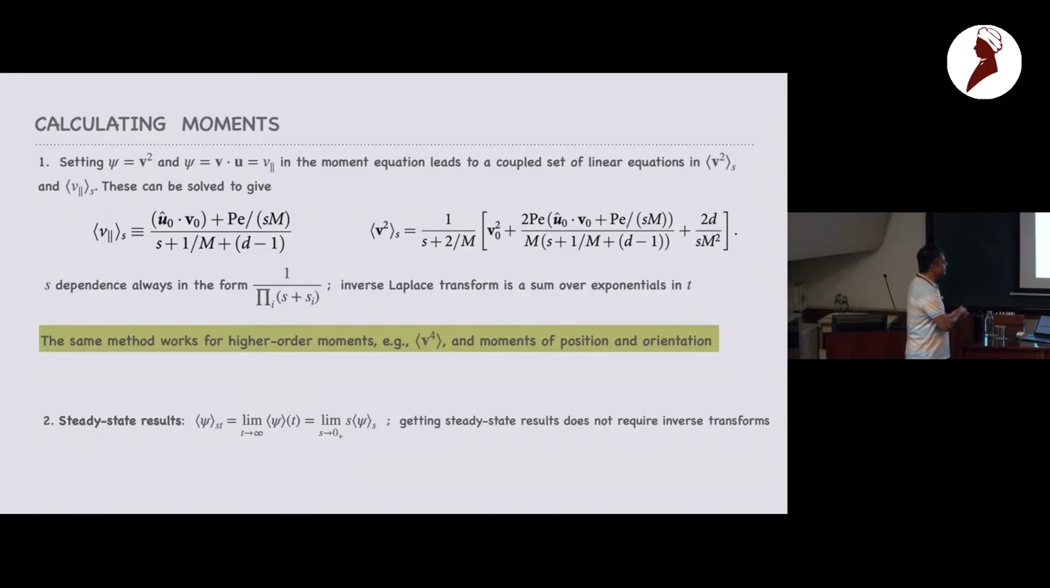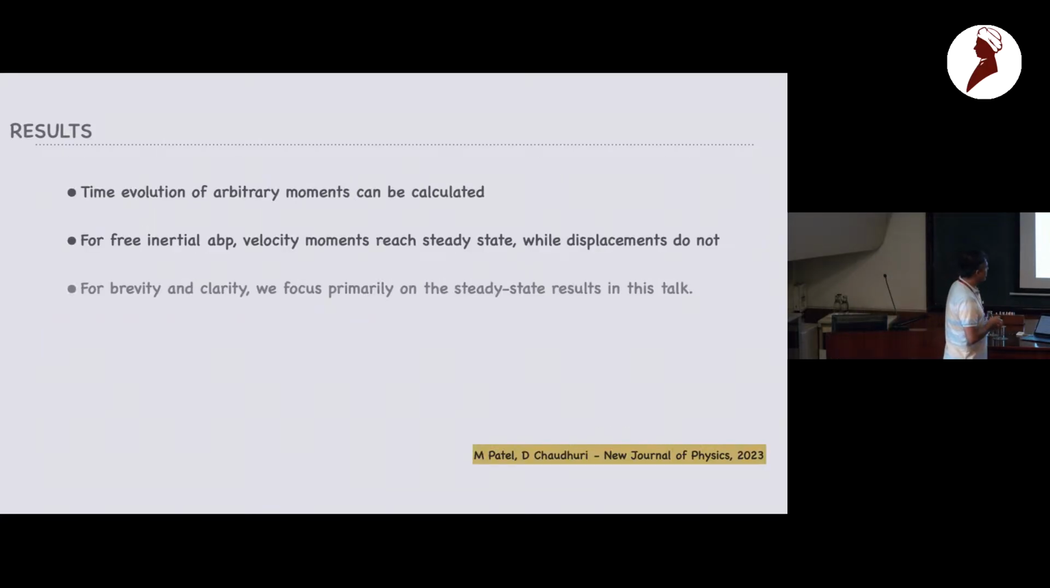And of course, the steady state is much easier to get. You can multiply this psi of s with s and take the limit s tends to 0. That will give you the steady state results. So basically, you can get the whole time evolution, see various crossovers, and try to understand all the crossover points. Everything can be done analytically.